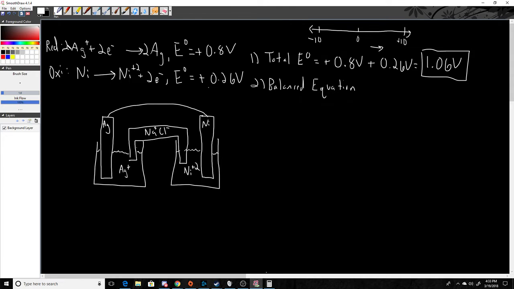One of the things to remember, though, is that just because I'm doubling the reaction up here, that's not going to change my number at all. All right, so now I've got 2Ag+ ions.